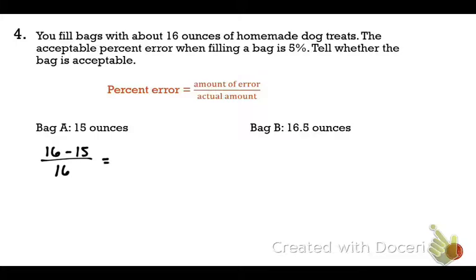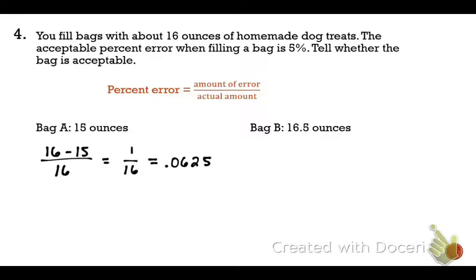Just the girls. What's 16 minus 15? Girls? 1. 1 divided by 16. Boys, help me out. What is 1 divided by 16? It's not 16. That would be 16 divided by 1. Luke, what is it? 0.0625. Jocelyn, I want to change that to a percent.